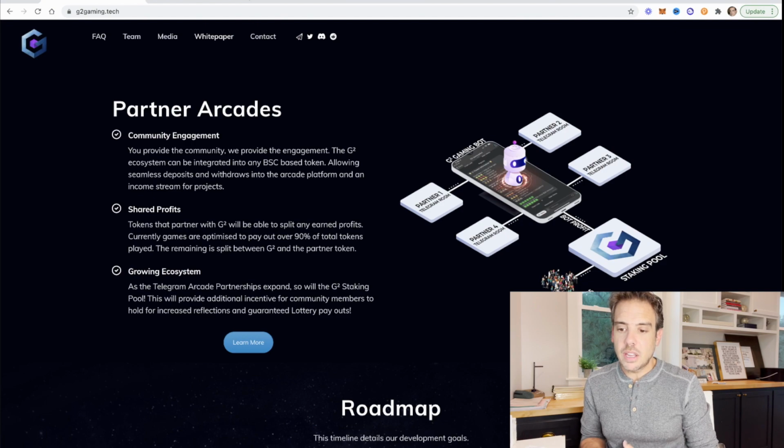Currently, games are optimized to pay out over 90% of total tokens played, the remaining split between G2 and the partner token. Growing ecosystem: as the Telegram arcade partnership expands, so will the G2 staking pool. This will provide additional incentives for community members to hold, and increase reflections and guaranteed lottery payouts.